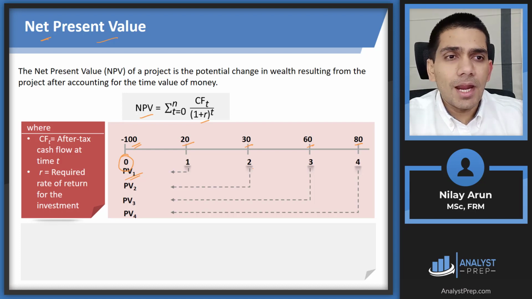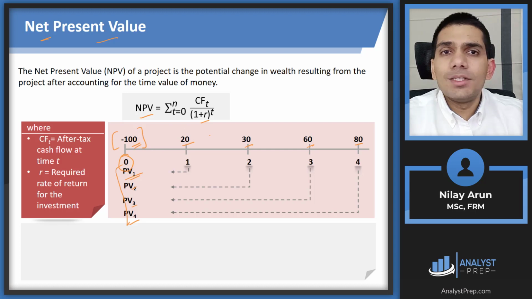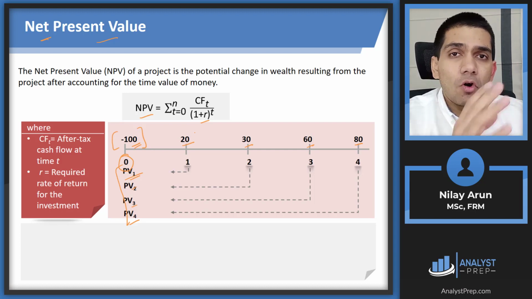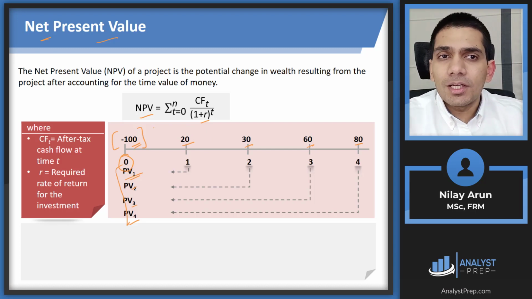Similarly, we take 30 and discount it for 2 years, 60 discounted for 3 years, and 80 and we discount it for 4 years. Now, once we have all of these cash flows, we add them up together because we are talking about time period 0. From this, we are going to subtract the initial cash outflow, which is 100. Because now all of these cash flows are comparable because all of them are now effectively occurring at time period 0.